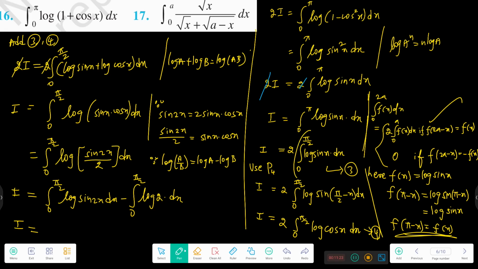Let's send it. But only this you have to see: here log sin is there, with 2x. So instead of 2x, if you have x, we can write it as I. We will try to bring it. Then this I will be I1 minus, log 2 you can take outside, and the remaining integral is just dx from 0 to pi by 2. Let me take this as a starting point. So once you find I1, apply it in the starting point and you will get the answer.